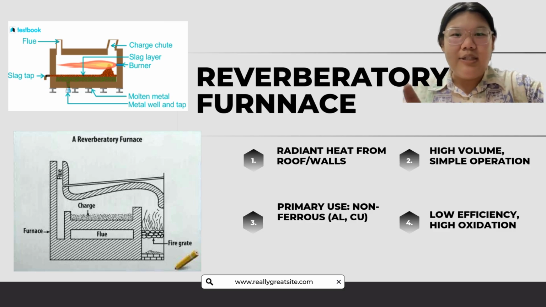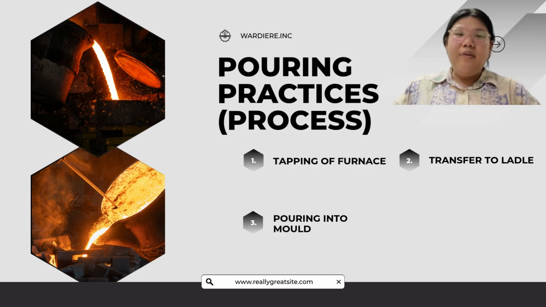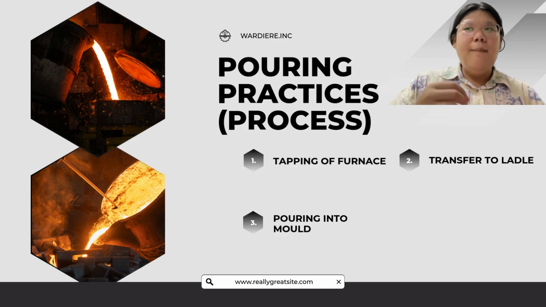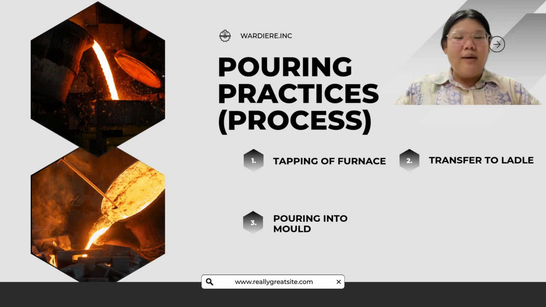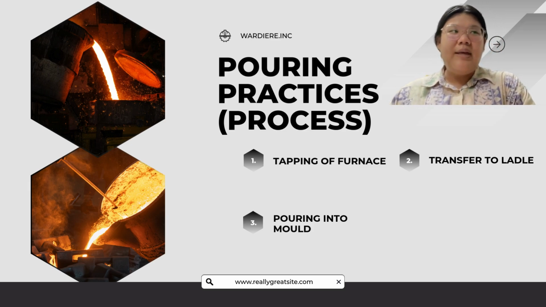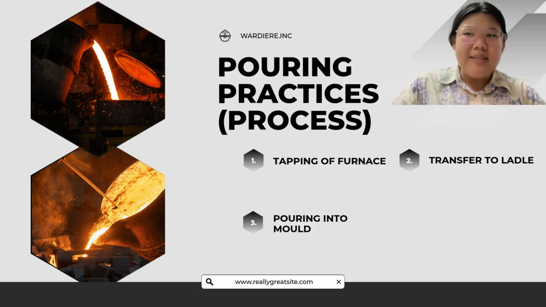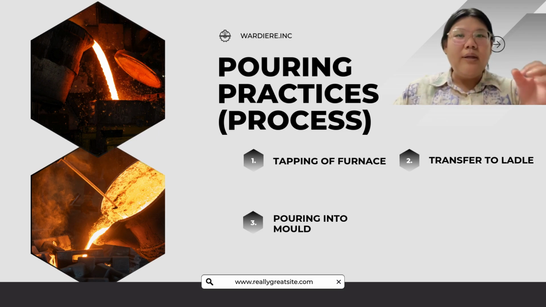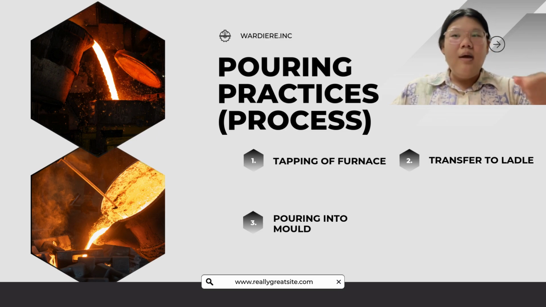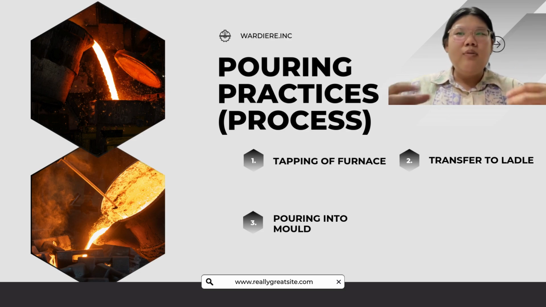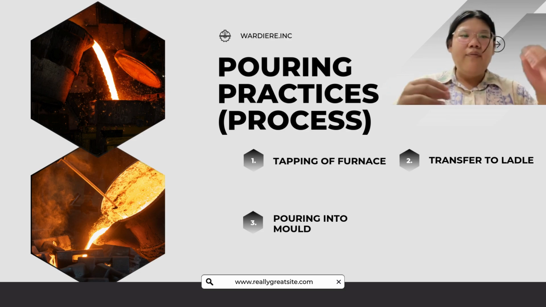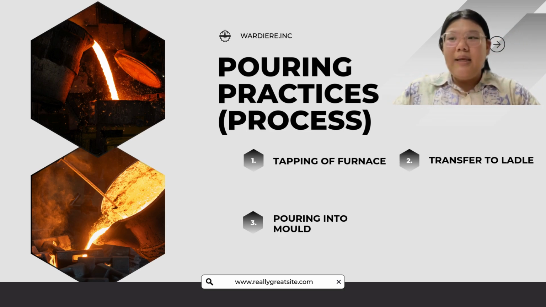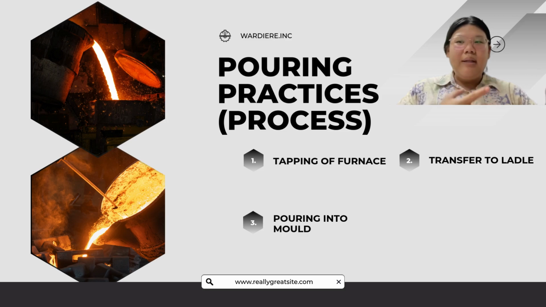So hence oxidation. So now that we've talked about the furnaces, we will talk about pouring practices, or the processes when it comes to pouring molten metal after it has been burned inside the furnace. The process starts with tapping of the furnace. A sealed hole at the bottom of the furnace is opened, allowing the molten metal to flow out of the furnace. Secondly, we have transfer to a ladle.